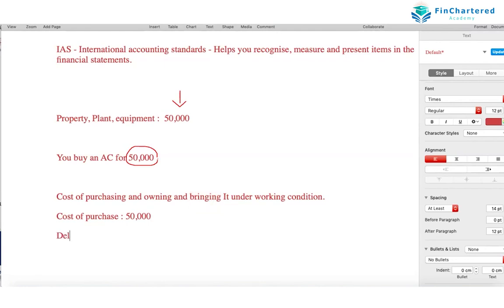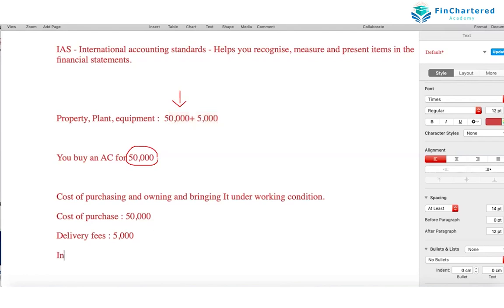So delivery fee, say it is 5,000. That is important to own the asset. That is important to bring the asset to working condition. Therefore, you will include it as the value of the asset, and you will say, okay, this asset was 50,000, but for delivery I paid extra 5,000. So I spent 55,000 for this AC.